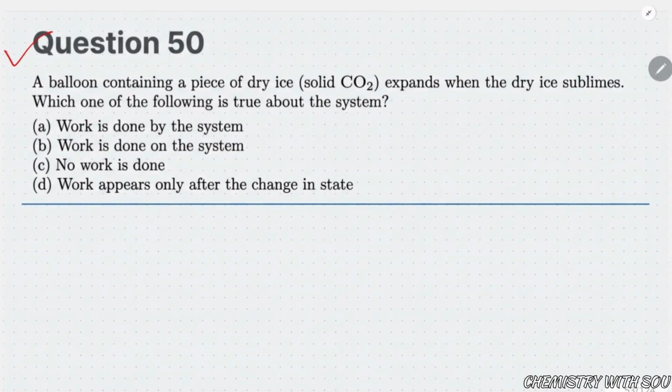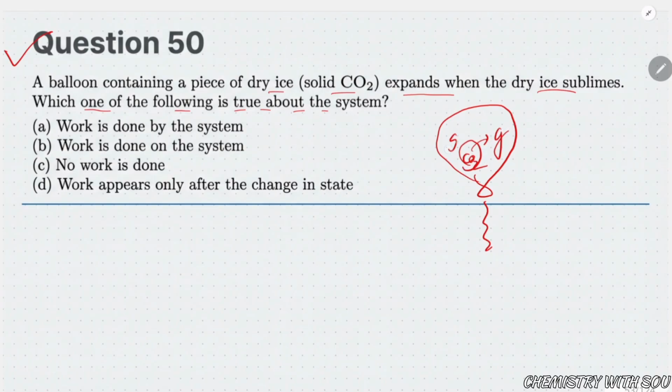In question number 50, a balloon contains a piece of dry ice, solid carbon dioxide, which expands when the dry ice sublimes. Which one of the following is true about the system? Suppose this is a balloon. It has CO2 dry ice, and when it sublimes, it converts to gas. From solid state it converts to gas, meaning volume will increase. So the work is done by the system, that is true.